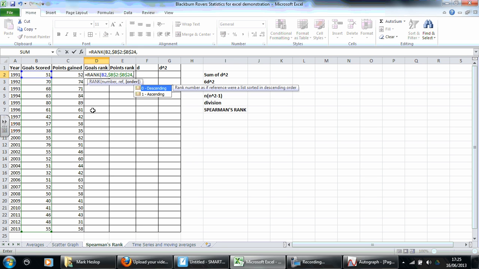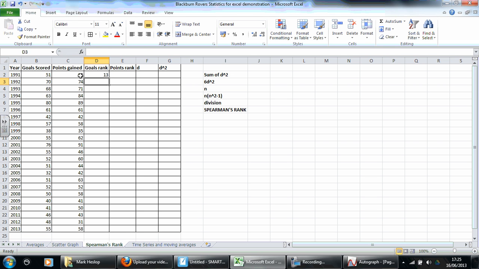And I put another comma, and the order, as it says, if you put a 0, that means you put in descending order. A 1 means you're putting in ascending order. Doesn't matter which one of those you do, because we know all we care about is the difference. So as long as you're consistent between goals rank and points rank, you can go with descending or ascending. I'm going to go descending. That's told us that 51 goals scored, which is ranked 13th.